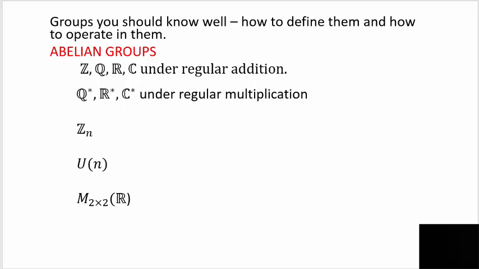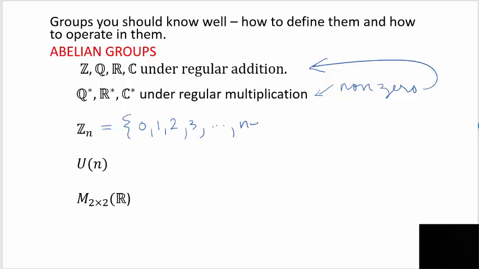Q star, R star, and C star under regular multiplication. And you remember that the star means non-zero. So these are just the non-zero elements of these sets up here, and they are groups under multiplication. Zn was a group containing the elements 0, 1, 2, 3, up to n minus 1, and it is a group under addition mod n.